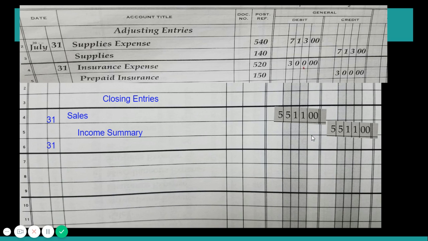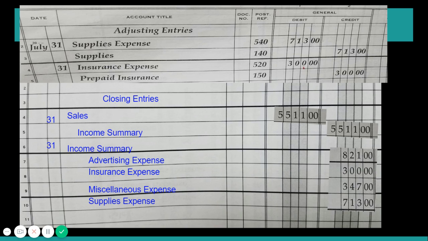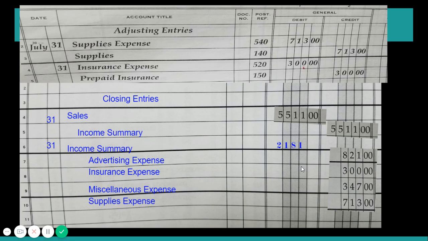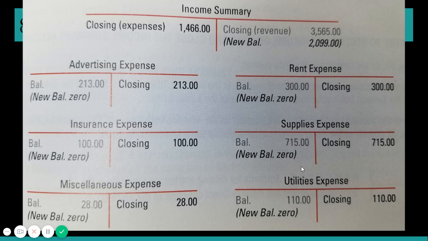Next, we do our expenses. First, we list all our expenses. The total of our expenses would be our amount for our income summary. When putting them into our T accounts, we will label them closing, and we put the amount there. So for example, looking at our advertising expense, the original balance was $213. On the debit side, we close it out by putting it on the credit side, and the balance becomes 0.